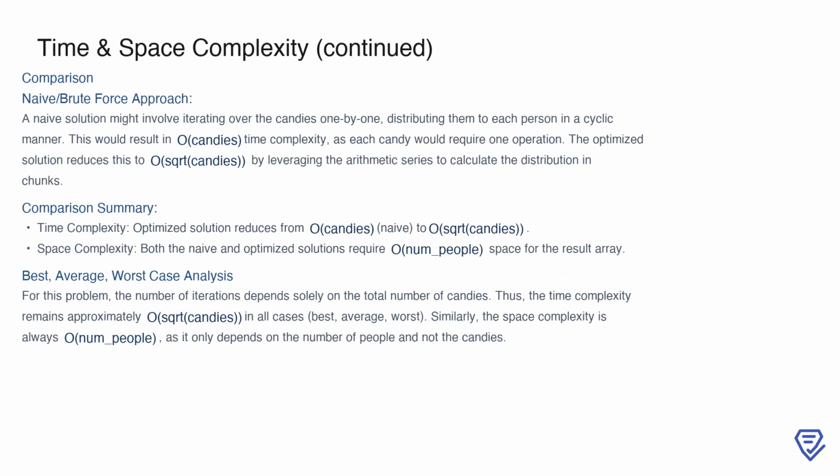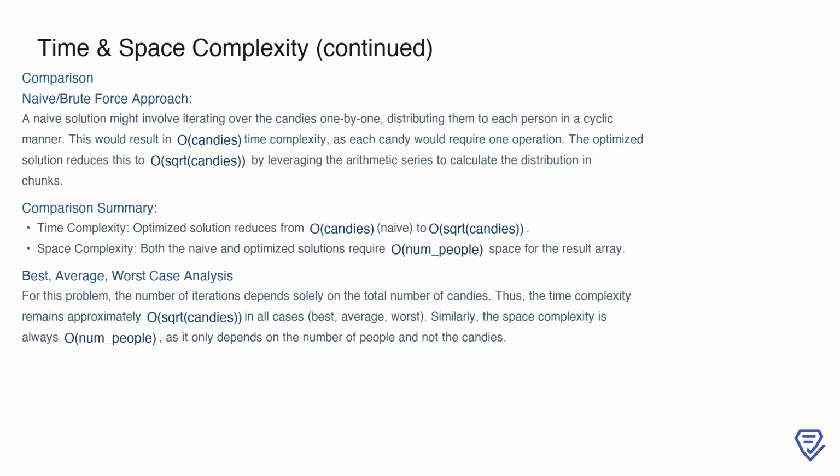Let's compare this optimized solution to a naive or brute force approach. A naive solution would involve iterating over the candies one by one, distributing them cyclically to each person. This means that for total candies, the algorithm would perform candies operations, resulting in a time complexity of O(candies). In contrast, the optimized solution leverages the arithmetic series to distribute candies in chunks, reducing the number of iterations to approximately the square root of the total candies, which gives us O(sqrt(candies)).